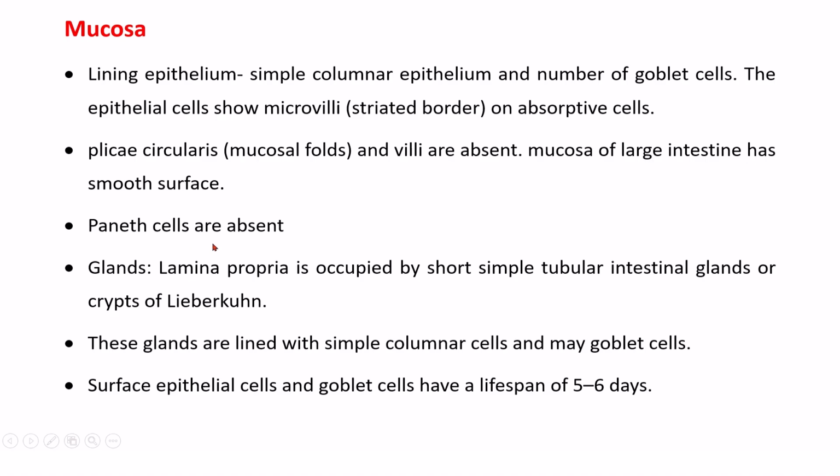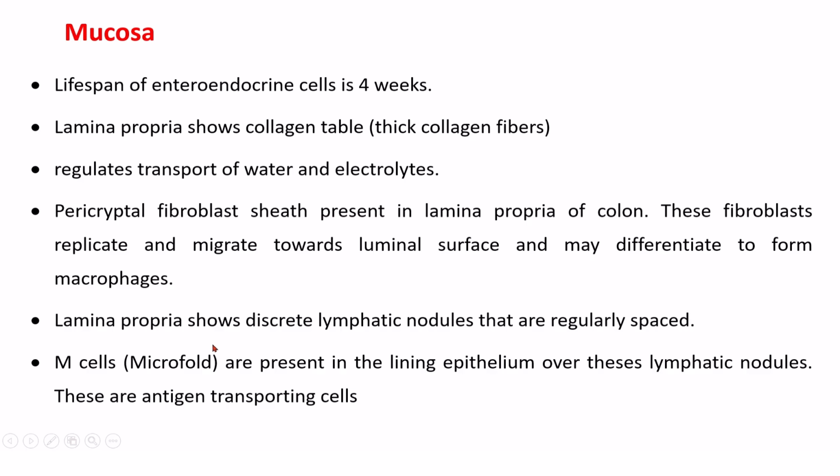Paneth cells are absent. These are the zymogen cells which are present in the small intestine, but in the large intestine, Paneth cells are absent. The lamina propria is occupied by short, simple tubular intestinal glands, otherwise called crypts of Lieberkühn. These glands are lined with simple columnar epithelium and many goblet cells. The surface epithelial cells and goblet cells have a lifespan of 5 to 6 days, whereas the enteroendocrine cells' lifespan is around 4 weeks.